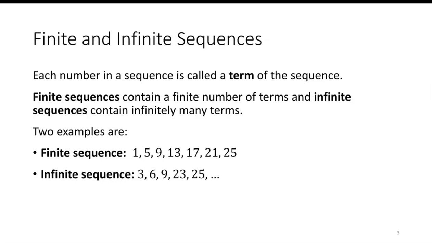The finite sequence has a start and a stop. So 1, 5, 9, 13, 17, 21, 25, and then we stop. An infinite sequence, like 3, 6, 9, 12, 15, the dot, dot, dot you see here basically means it's going on forever.